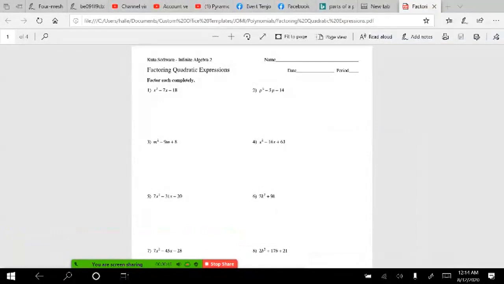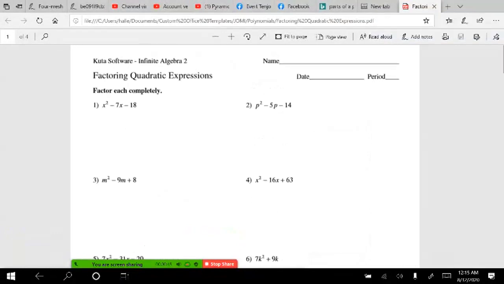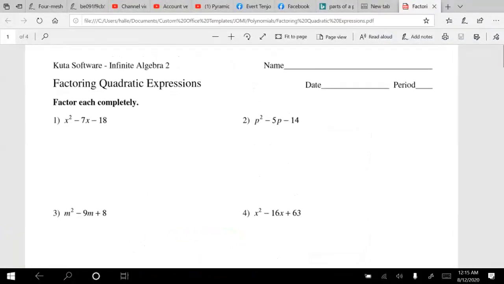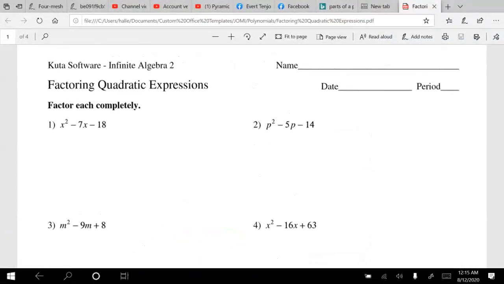Okay guys, today we're gonna factorize some quadratic equations.